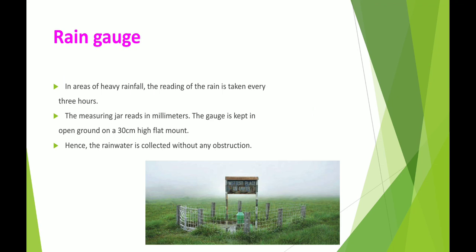The rain gauge is kept on open ground on a 30 centimeter high flat mount, and hence the rainwater is collected without any obstruction. You can see in the picture how the rain gauge is kept on open ground, because there should not be any obstruction. The rainwater falls into the funnel, that water is collected in the bottle, and this collected water is measured with the help of the measuring jar in millimeters. So millimeter is the unit of rainfall, meaning how many millimeters of rainfall occur in a particular region. In this way we can calculate rainfall.